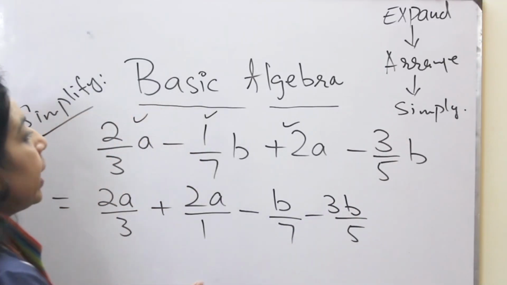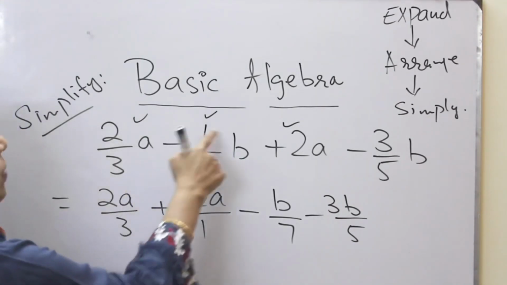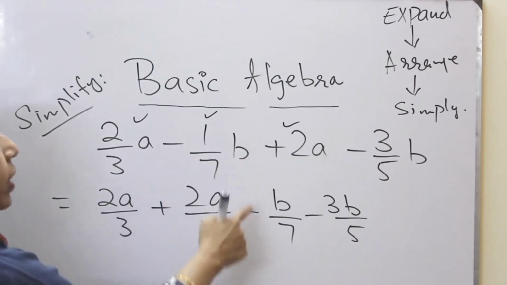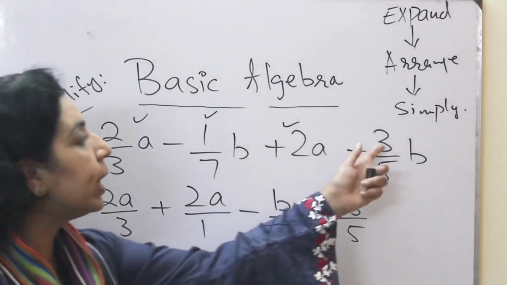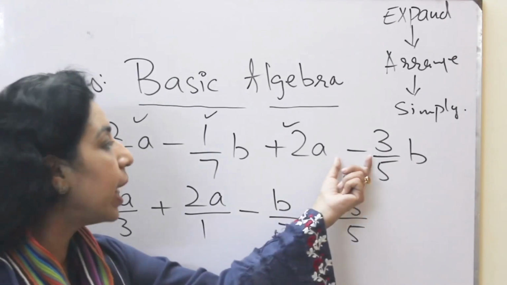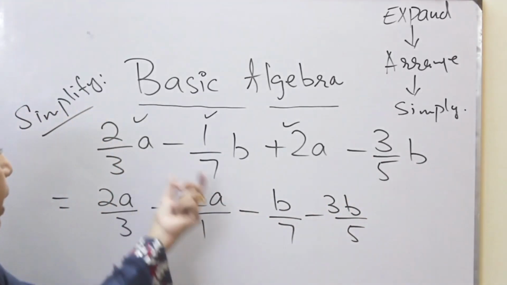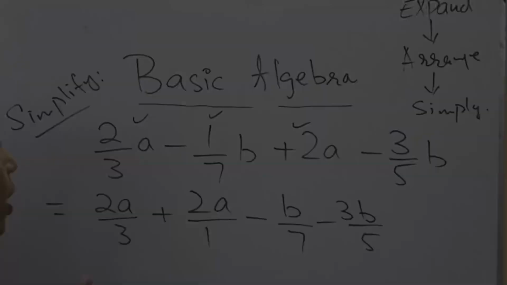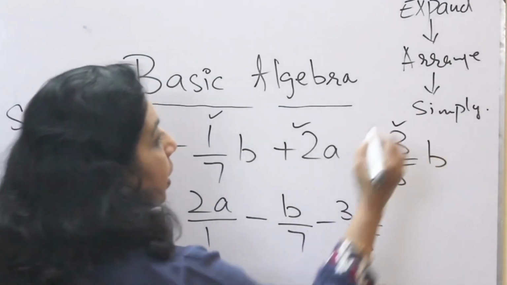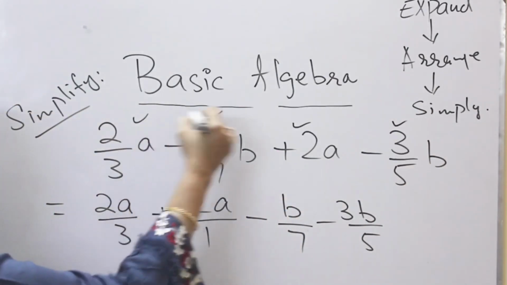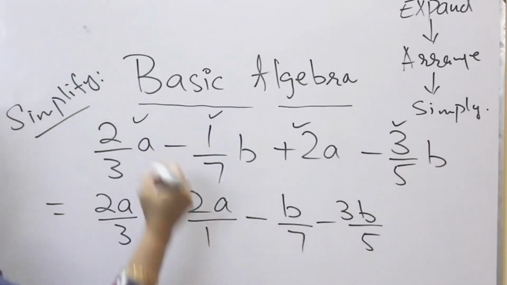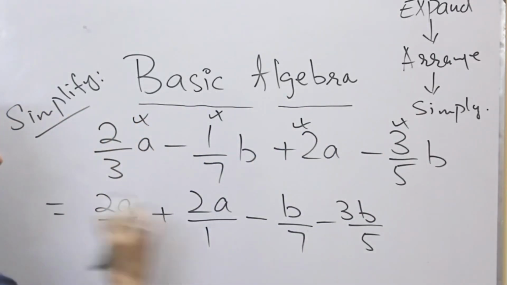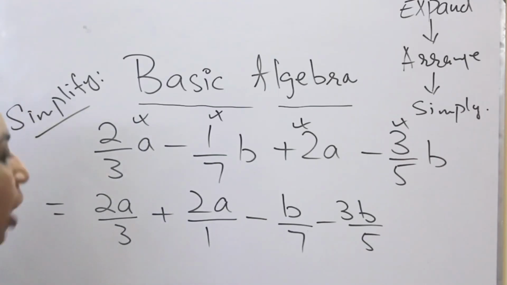Notice two more things here. When I took minus 1 by 7 b, I took the sign which was before b by 7 with it. And similarly the sign of 3b by 5 will go with it. It was negative, now it is negative. 2a was positive. Here I have taken 2a with the positive sign. One more thing, when I took a term for the arrangement, I mark that term that I have taken it. Right now I can count 1, 2, 3, 4, that I have 4 terms in the expression after arrangement. So now we have to simplify.